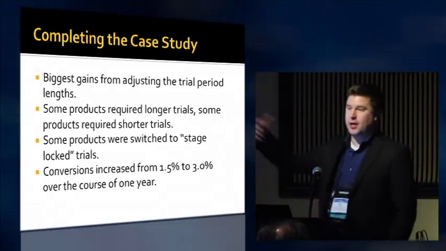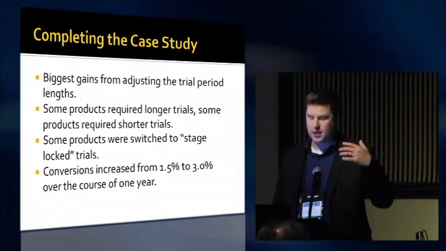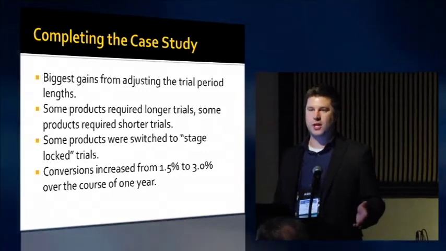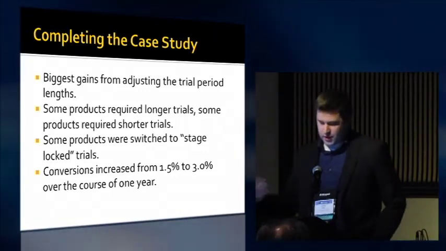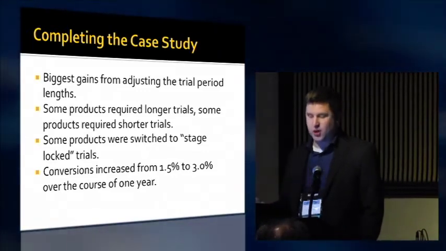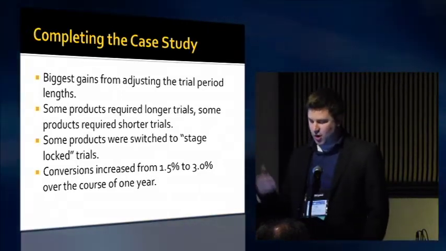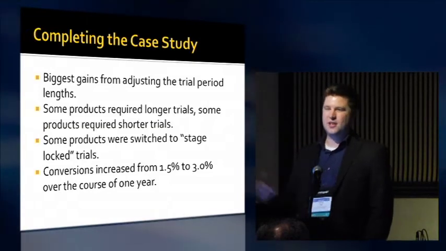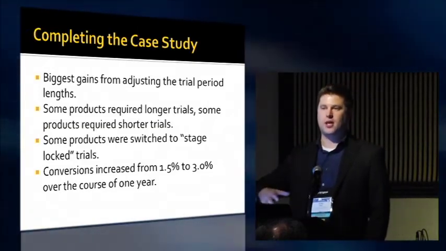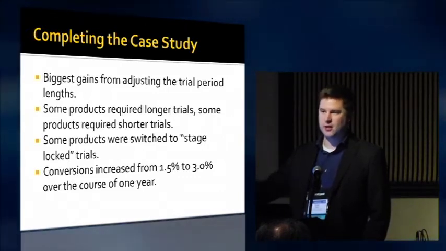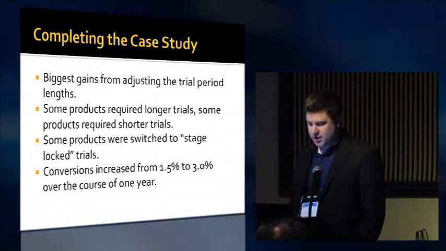Some products needed longer trials, some products needed shorter trials. Sometimes people were able to finish the game before the trial was up. So in some cases they switched from time trials to stage locked, meaning that it doesn't matter how long the user plays, they'll always be locked out at a certain point. Similar in applications to feature locking: they can use it to a certain point, they can't print, they can't process. It's the same type of philosophy.